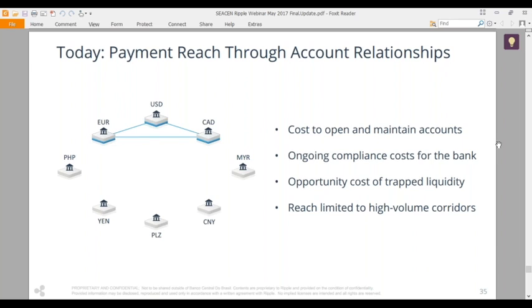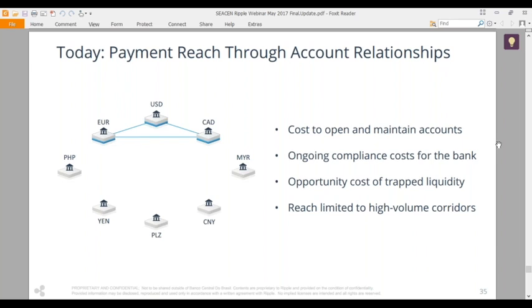Altogether, these costs make these account relationships only viable for very high volume currencies. Like on the slide here, I have US dollars, euros, and Canadian dollars. The banks will have enough payment volume to justify pre-funding these accounts. That's not the case for illiquid or low volume corridors. So for instance, all the currencies on the bottom portion of the slide. The Philippines peso and the Canadian dollar likely don't have enough volume to justify opening and pre-funding an account there.